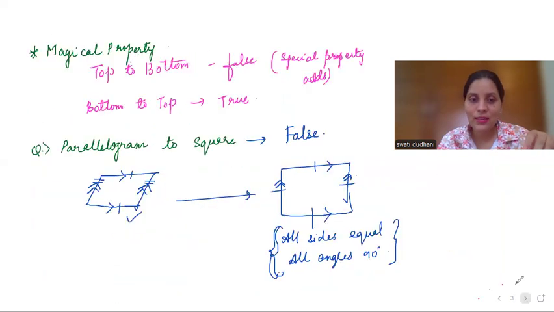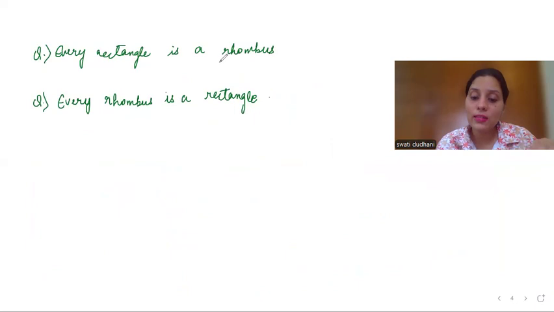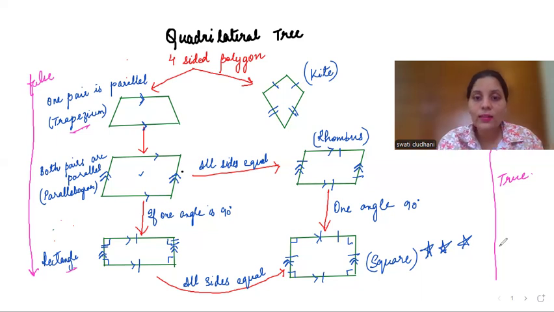Right? Now let us see some more statements. Every rectangle is a rhombus. Now come back to the tree. So what do you think, is every rectangle a rhombus? No, it is not. Because for it to be a rhombus, all sides should be equal, right? But in a rectangle, only opposite sides are equal.